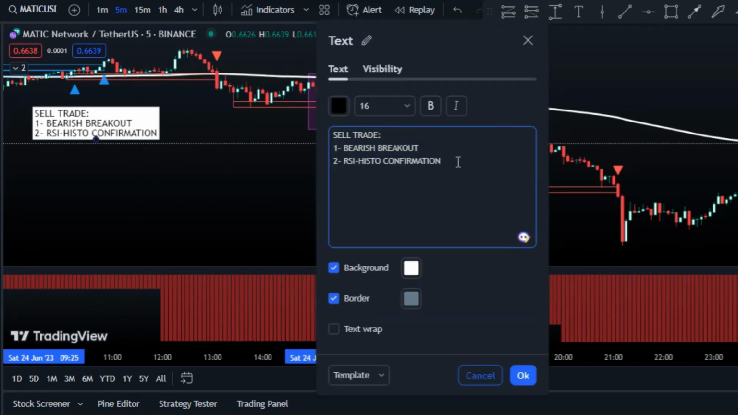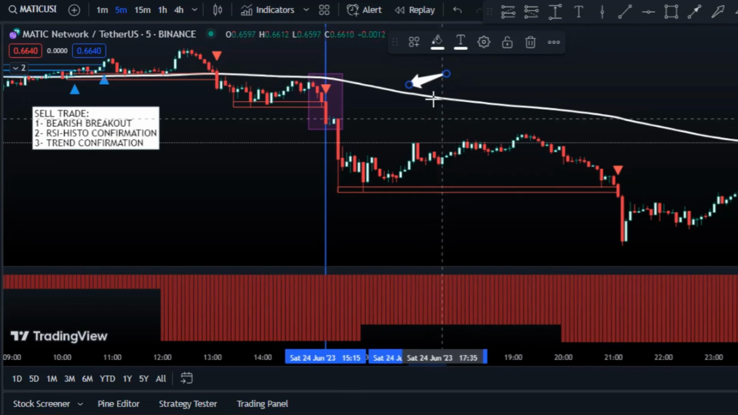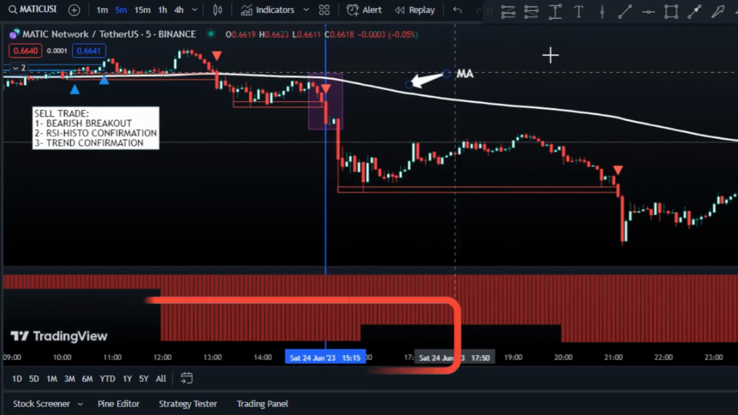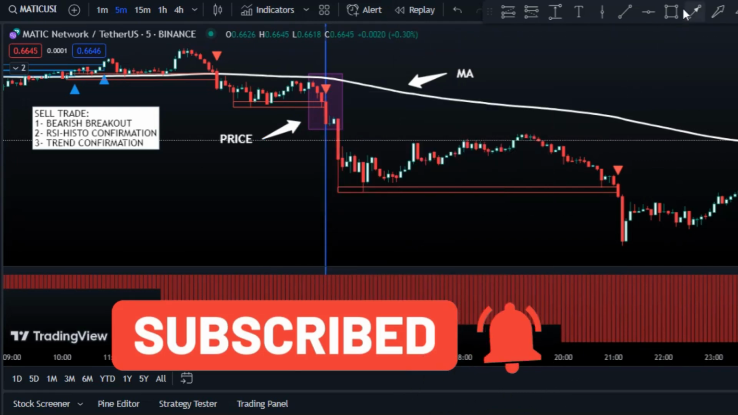And lastly, make sure the price is below the moving average, indicating a downward trend. If the price consistently stays below the moving average, it adds further support to your decision to enter the short trade.